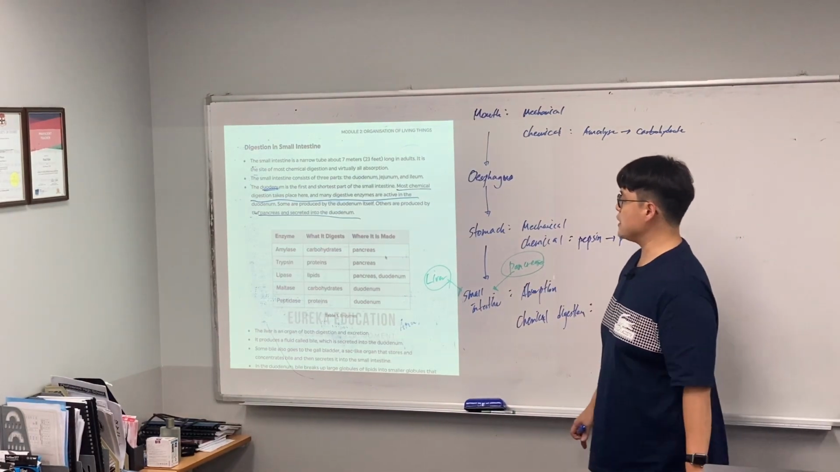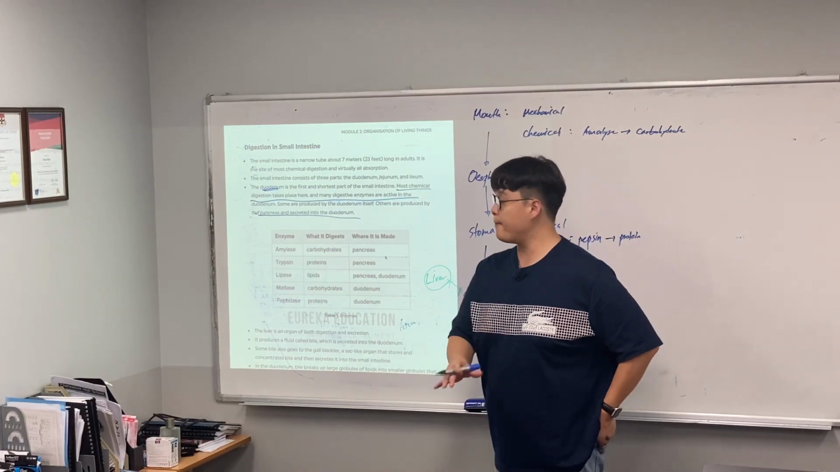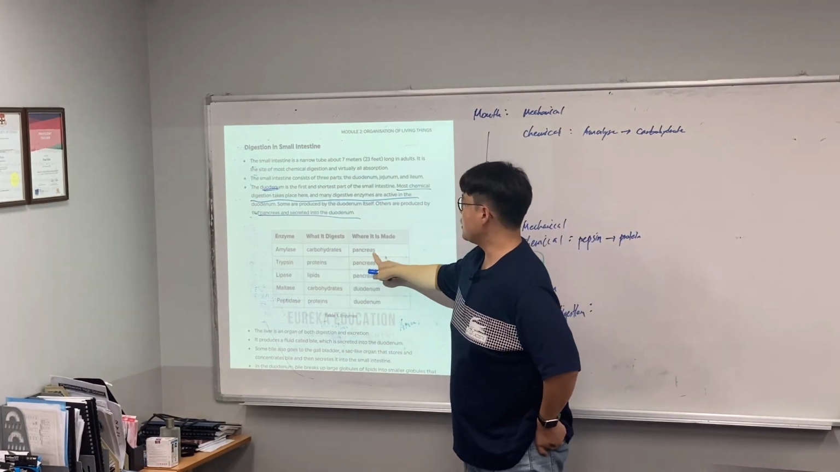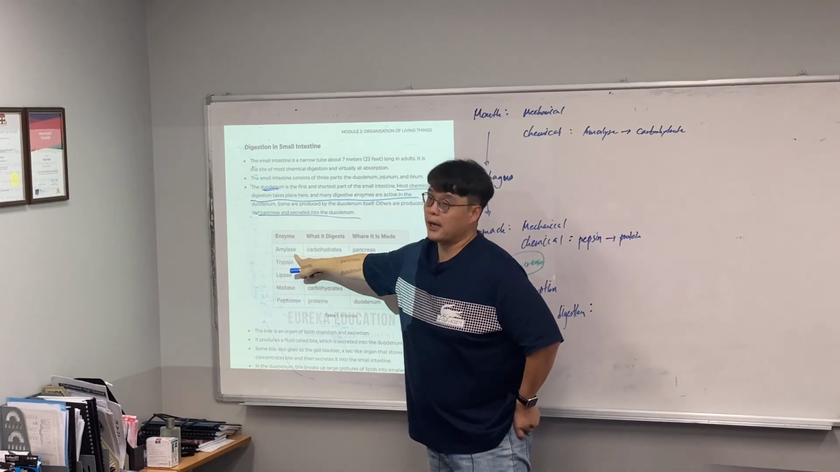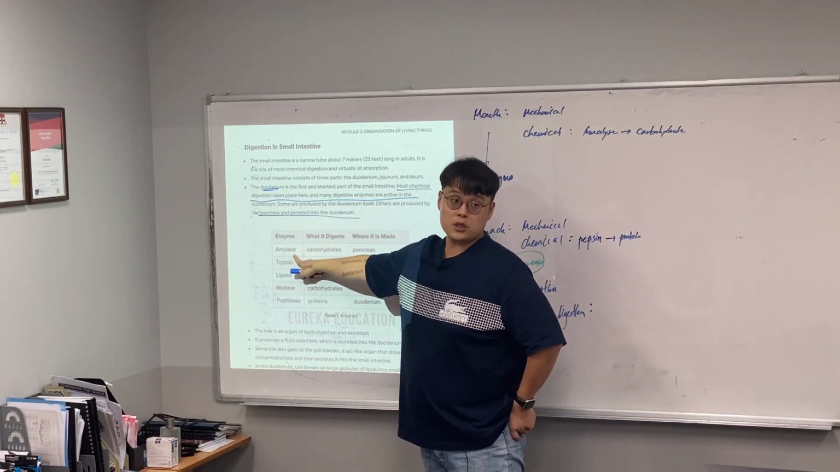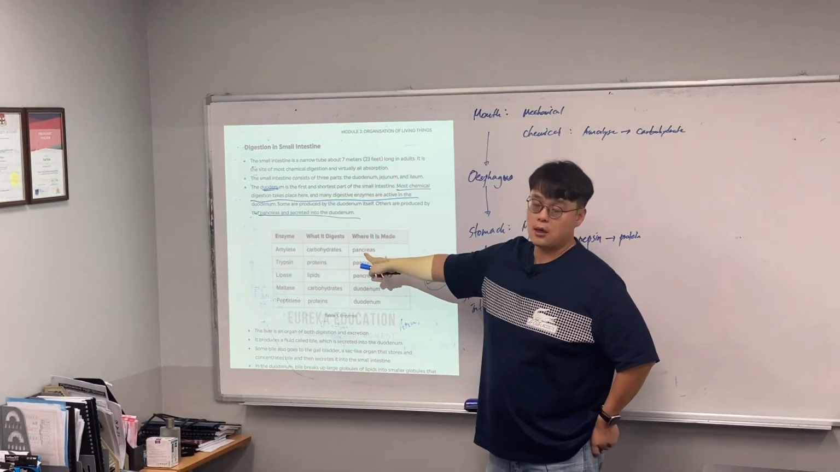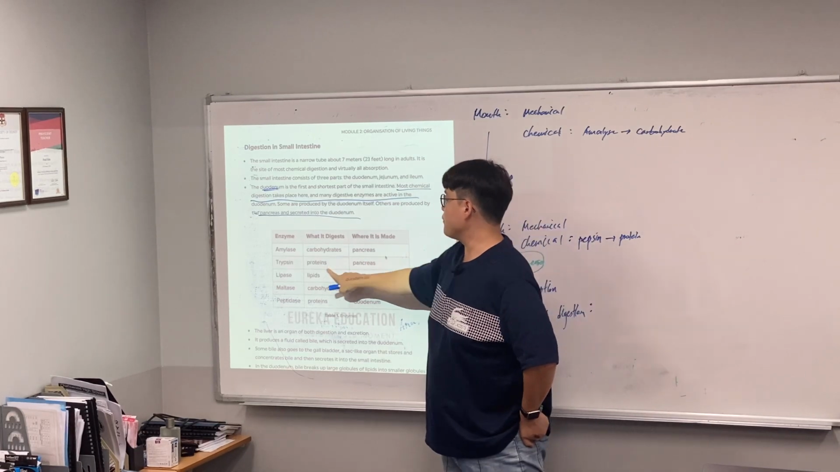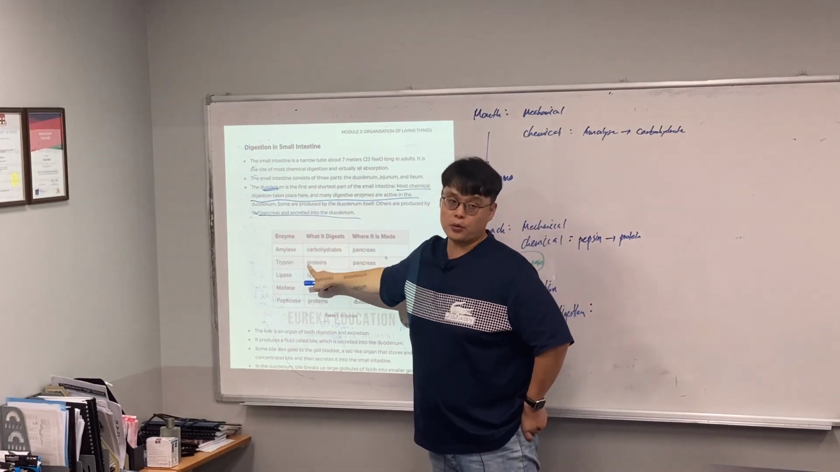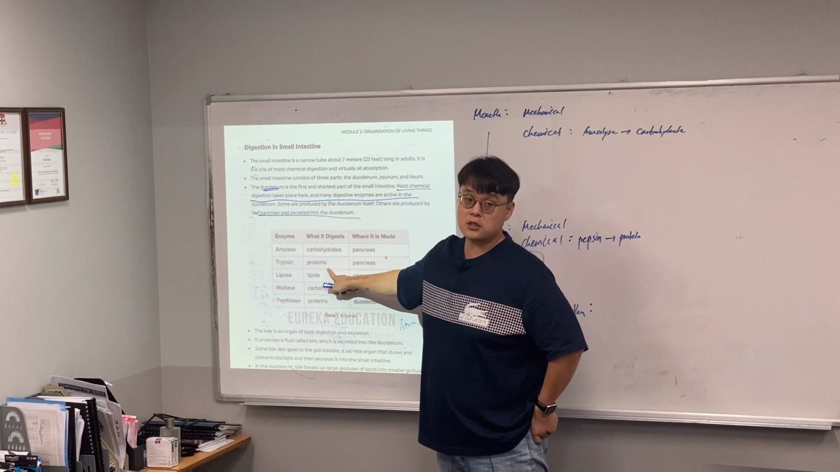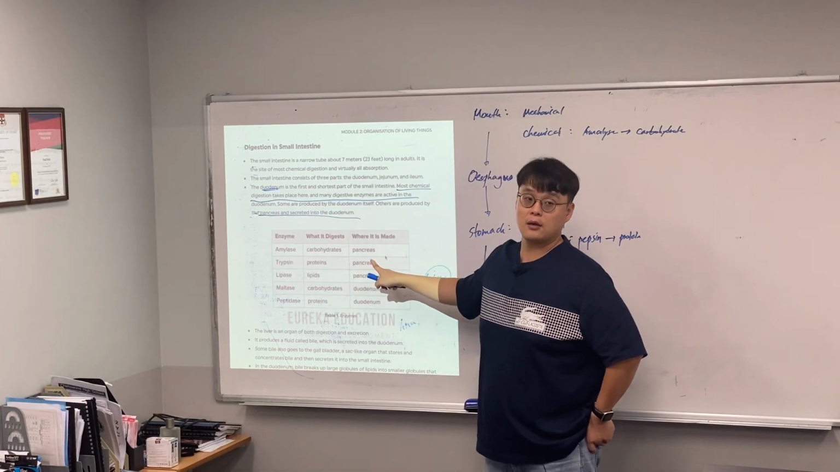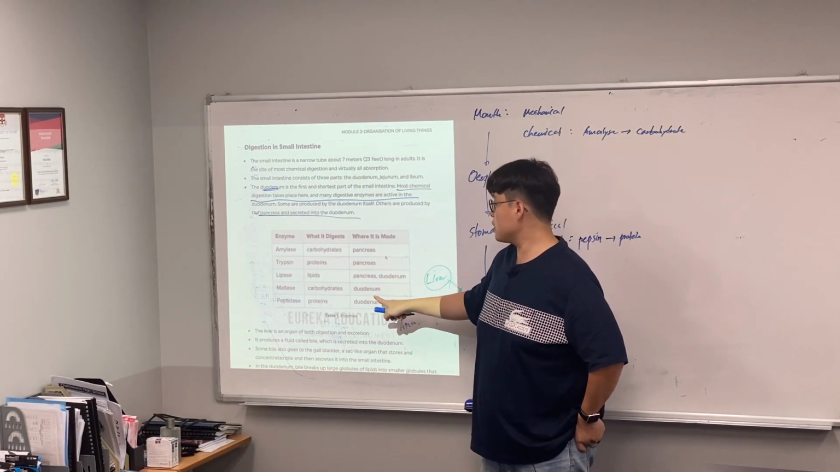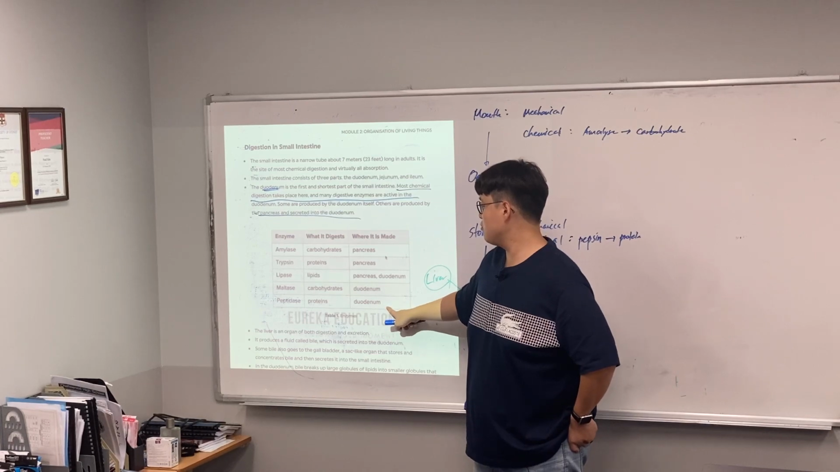So we have a few enzymes that you need to remember. From the pancreas, they release amylase, which is for the carbohydrates. From the pancreas, they also release trypsin, which is for the protein. What about pepsin? Pepsin is from the stomach. Do we have pepsin here? No. Look at this.